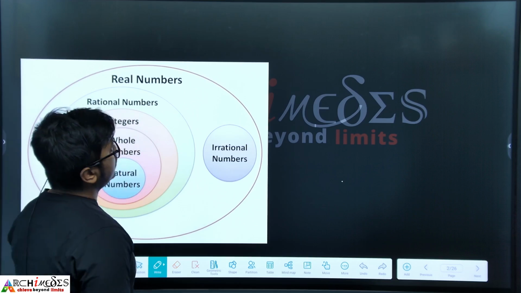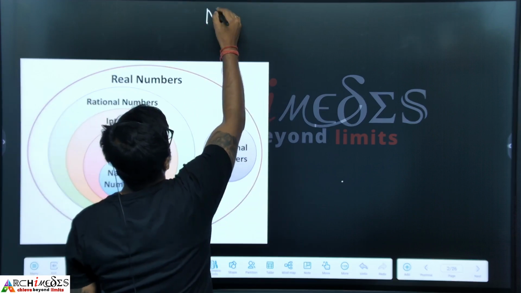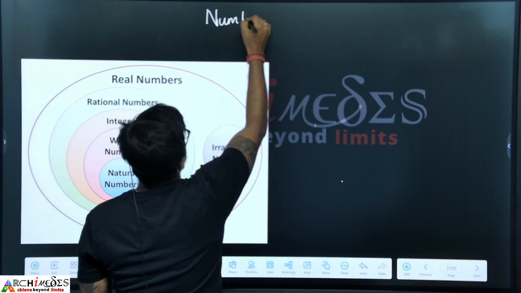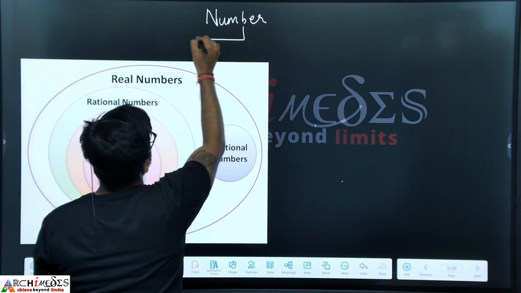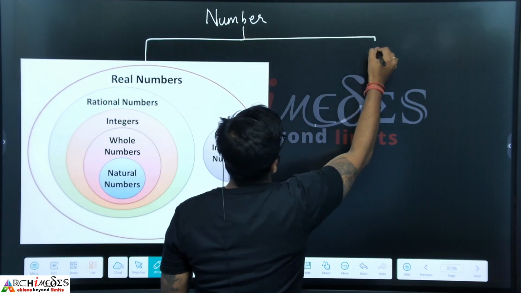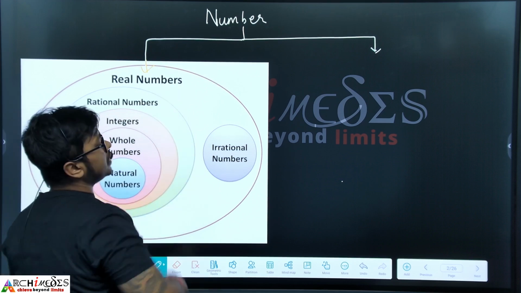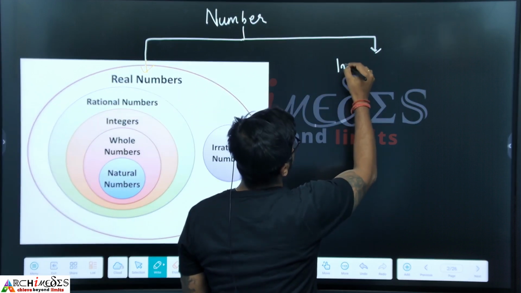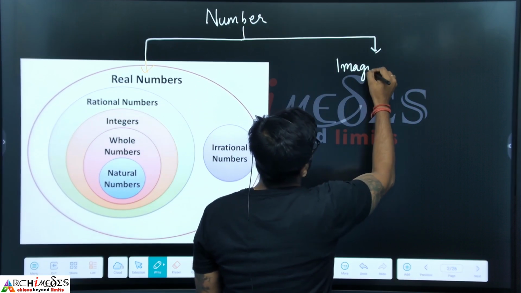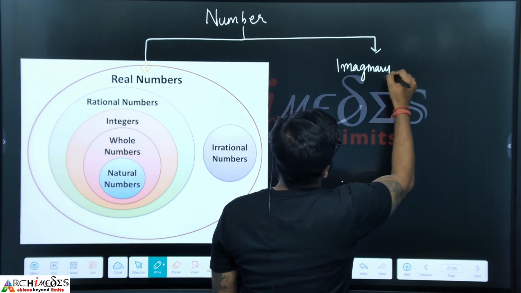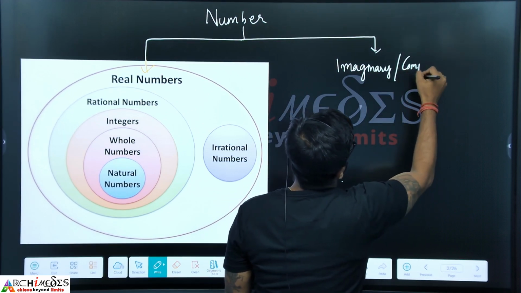The first thing, a number. Suppose any number is divided into two parts. One is a real number. Another one is known as an imaginary number, also known as a complex number.